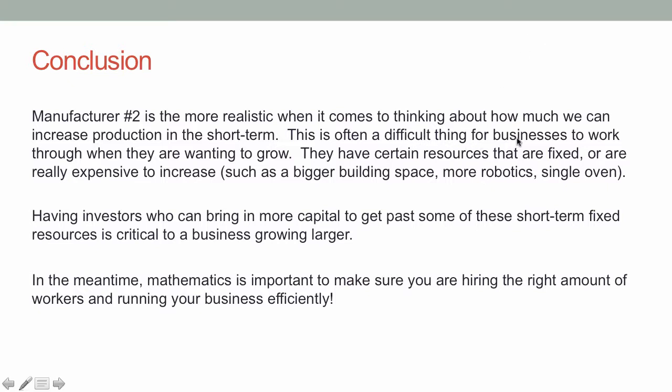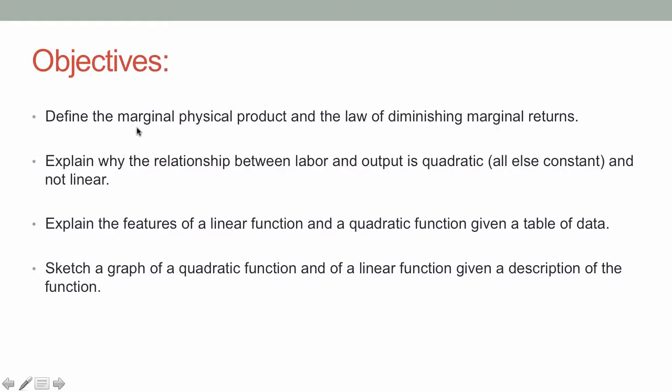Again, this is a difficult thing for business to work through when they want to grow. They often have certain limited resources or things that are fixed or really expensive to increase. And so there's a certain amount of efficiency they can have in terms of increasing other things. Businesses are usually stuck in their building space, or they're stuck with the certain robots and technology they have, or they're stuck, if they're a pizza place, with only one oven. So hiring more workers is not always the best thing. So you want to be able to use math. You want to help figure it out. For businesses that do want to grow, that's where you need investors who can bring in a ton of capital to get past some of the short-term fixed resources and help you grow. Maybe you can buy a bigger space, or you can purchase 3 pizza ovens to make more pizzas. In the meantime, mathematics is important to make sure you are hiring the right amount of workers and running your business the most efficiently.